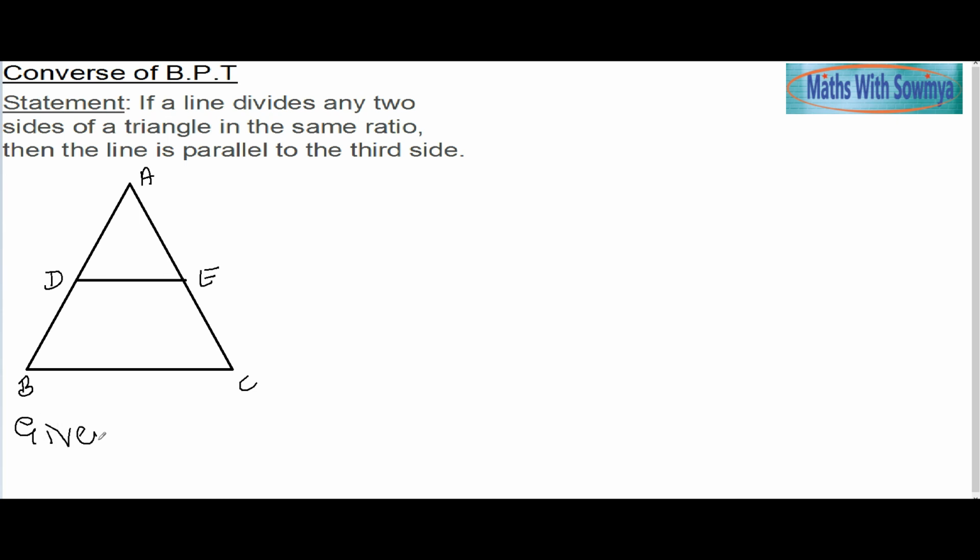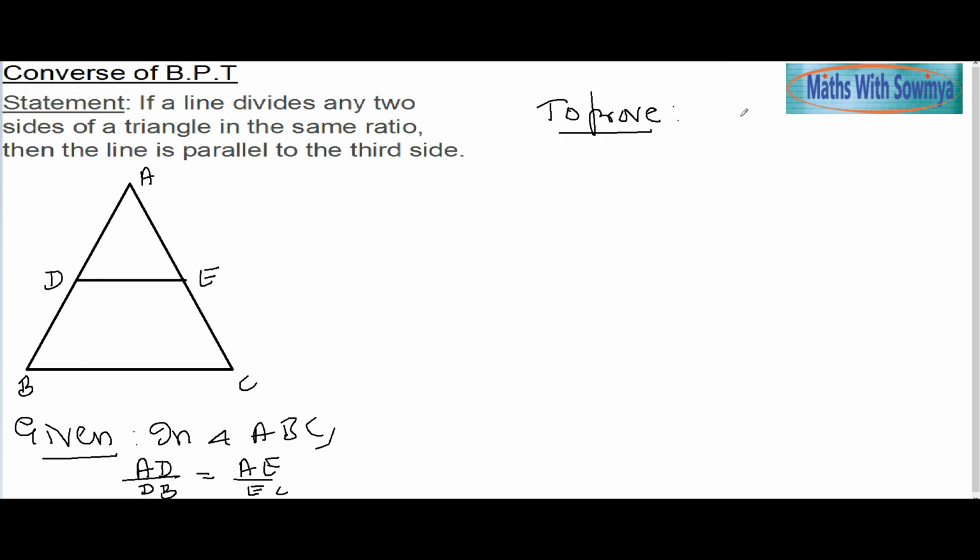So, what is given here? Given in triangle ABC, AD by DB is equal to AE by EC. This is what is given to me. What do I have to prove here? We need to prove that DE is parallel to BC. This is what we have to prove.